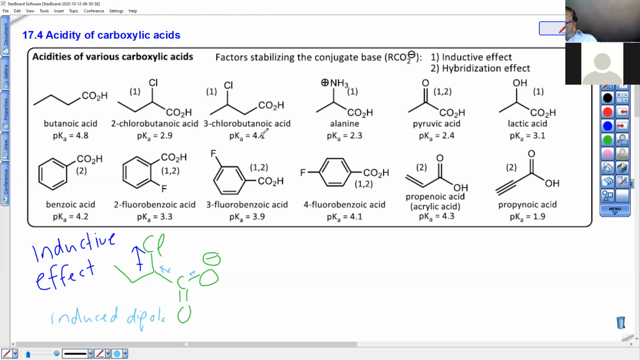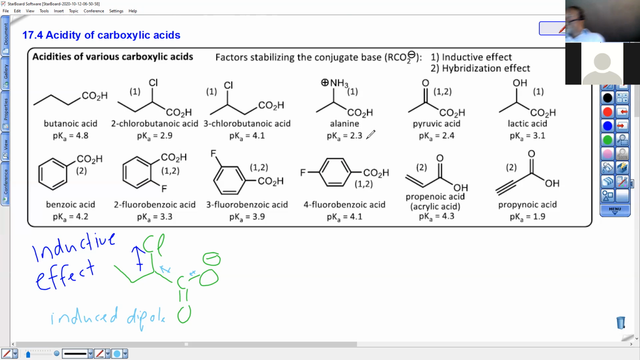And what about this one? And more inductive effects. That's a cation there. That has an even more profound effect. It's not about electronegativities. It's about positive charge. That definitely induces a dipole. And then that's a bigger dipole. How do I know it's a bigger dipole? Well, this number here is smaller than this number. Means this acid's stronger. Alanine's pKa 2.3.